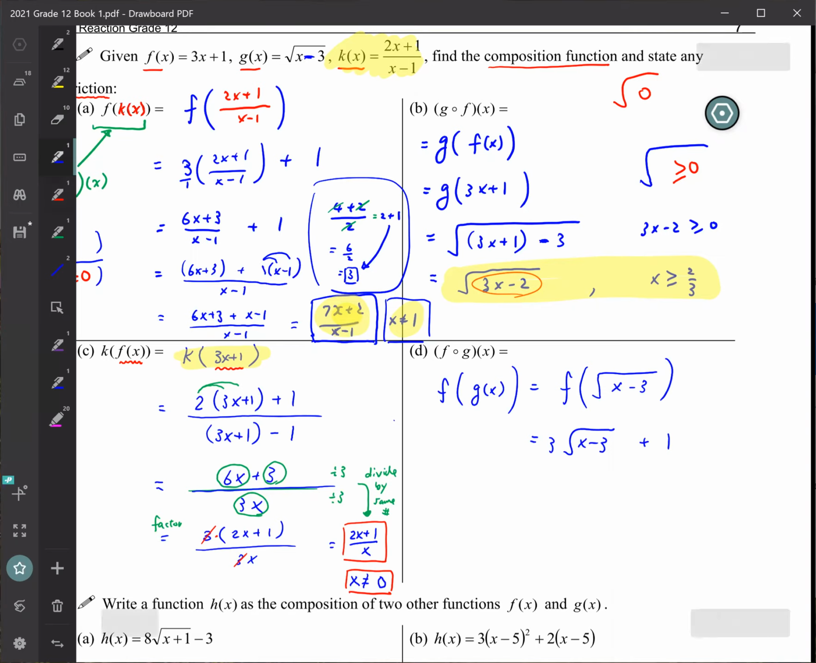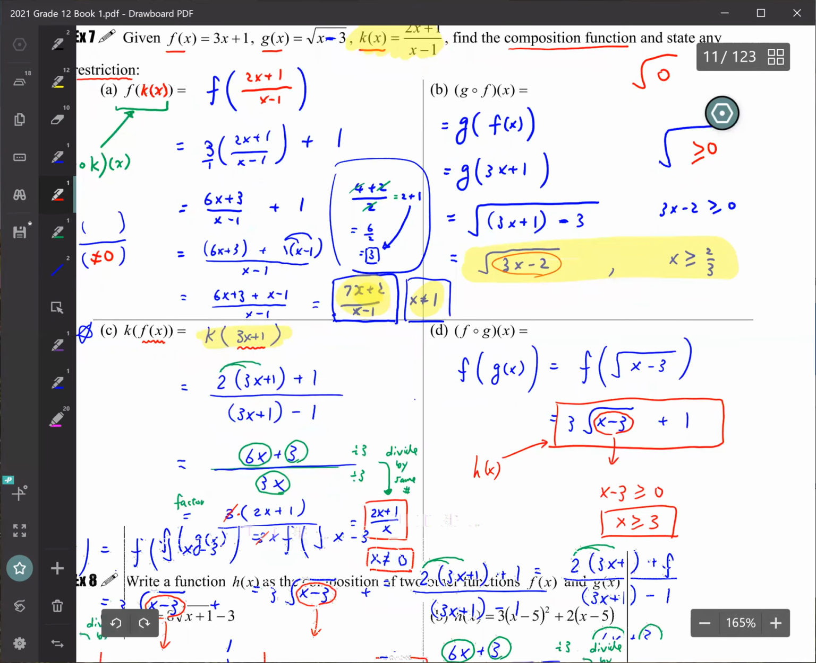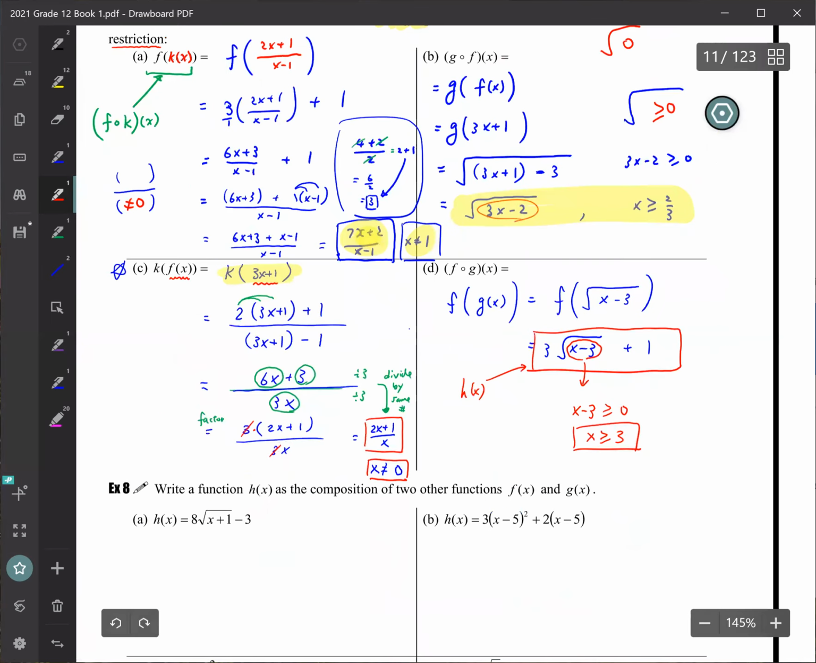Okay, very good. Make sure the inside, which is x minus 3, must be greater or equal to 0. So if you isolate x, it will be x greater or equal to 3. Okay, so this is called restrictions. And this part on the top, that's the composite function, our h of x. Same with the previous question, this one, h of x.